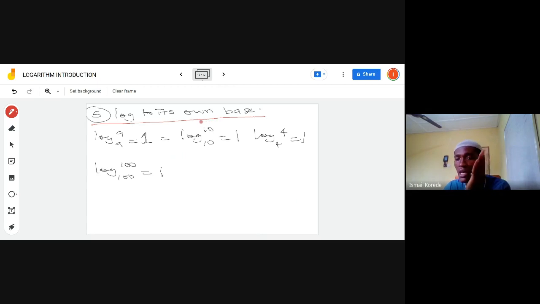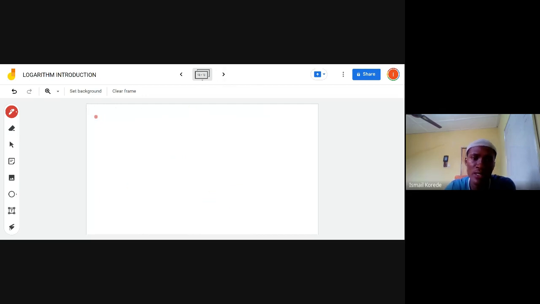Log 10 base 10 to the log of a number to its own base. So if you have log Neuma, for example, to base Neuma, it is equally 1. Log smart to base smart is also 1. So the log of a number to its base is what? Is 1. Now let's look at another different assumption in logarithm, which is the log of 1. The natural log of 1 is 0. The log of 1 to any base is 0.